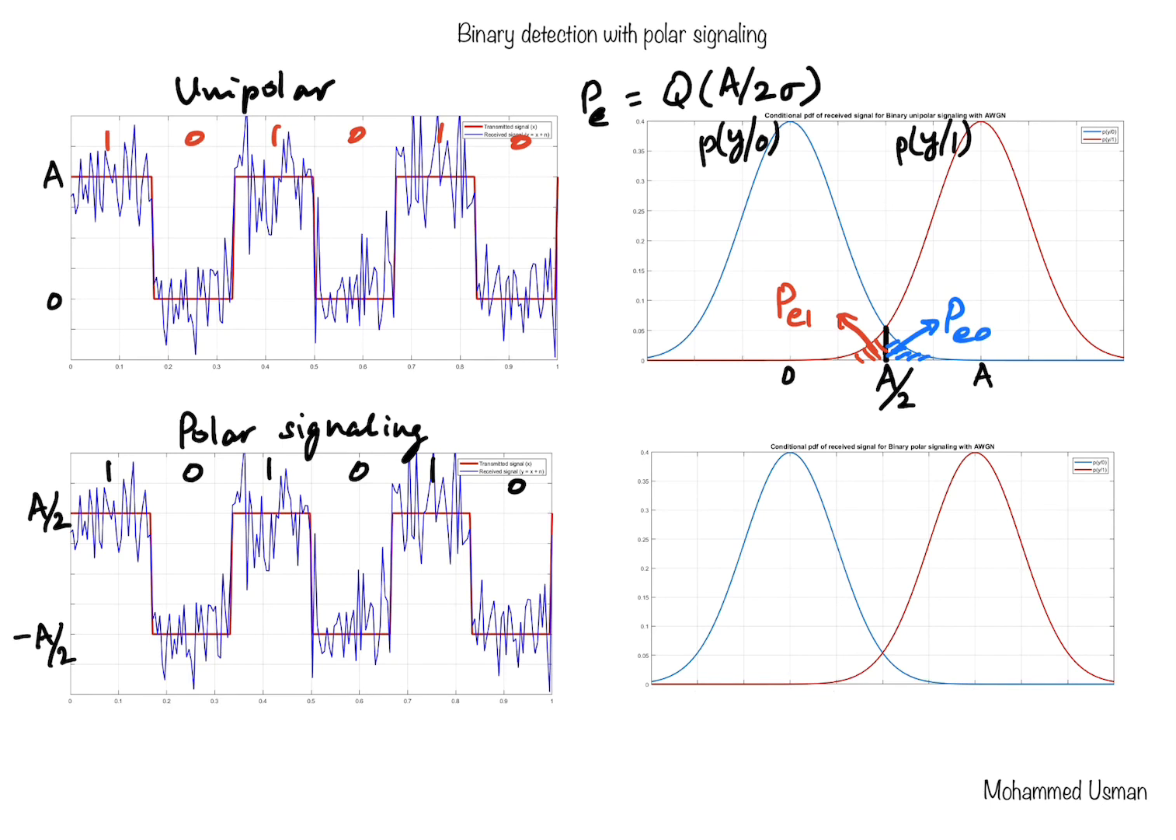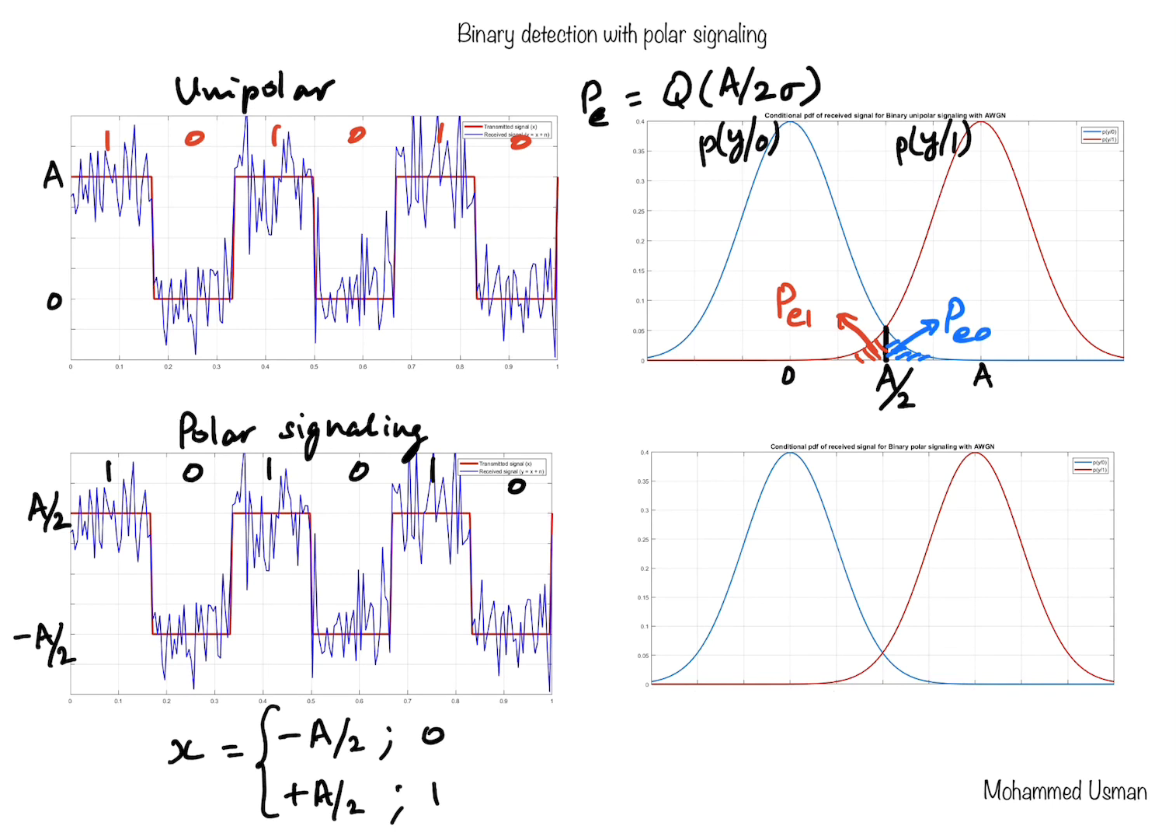So for polar signaling, we are going to represent the transmitted signal x as minus A by 2 for bit 0 and plus A by 2 for bit 1. So these are the two possible voltage levels that we are going to have for the transmitted signal.